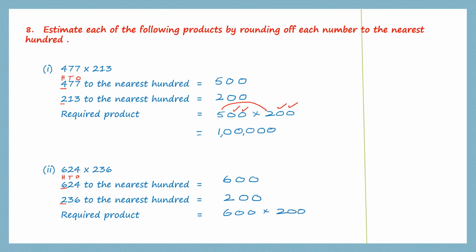And now we're going to multiply 6 into 2. So 6 twos are 12. Now let's count all the zeros. 1, 2, 3, 4. Now let's add 4 zeros. Now let's place our commas. Ones, tens, hundreds and then we put a comma here. Thousands, 10,000s, comma. So what is our required product? 1 lakh 20,000.